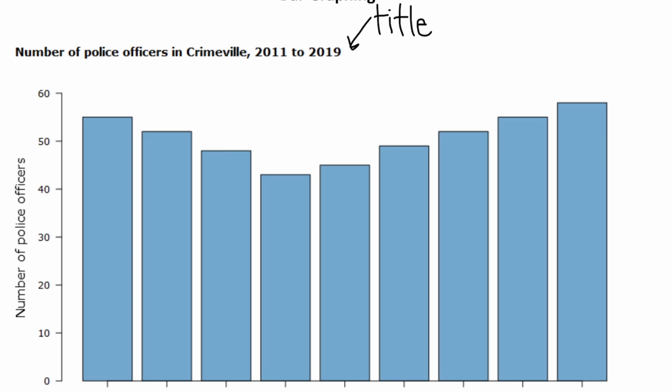The title of this graph is a pretty good title. It says Number of Police Officers in Crimeville 2011 to 2019. And then we know exactly what we're talking about, how many police officers work in this town. We know where, Crimeville, and we know when. We know the data was collected from the years 2011 to 2019.